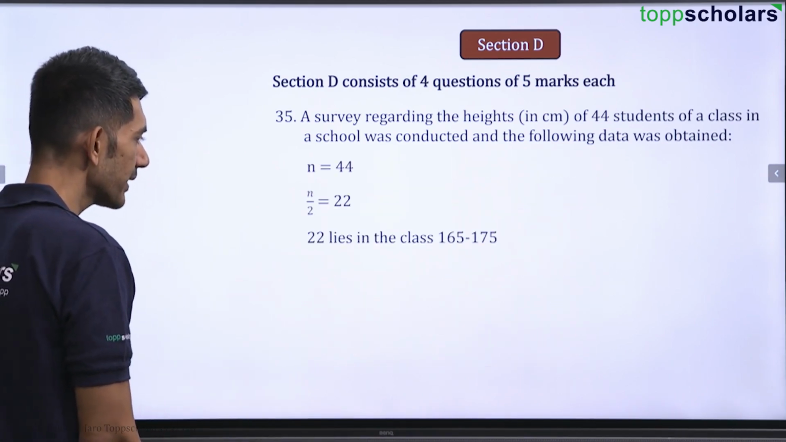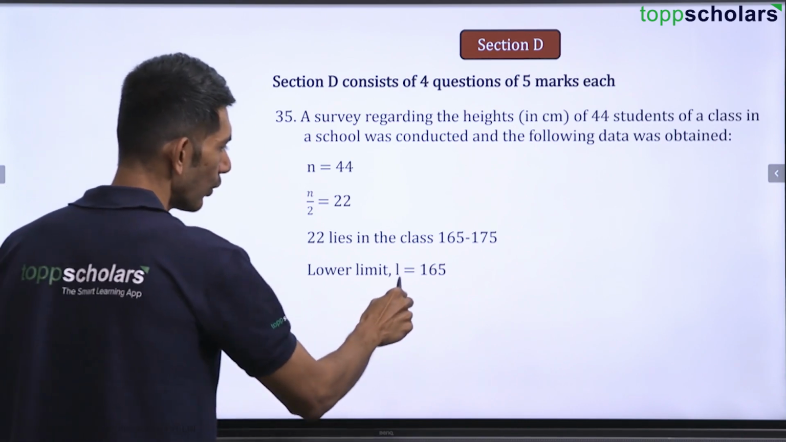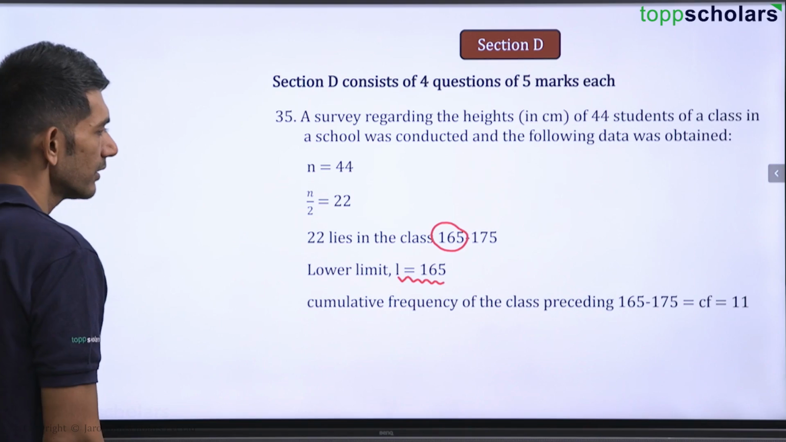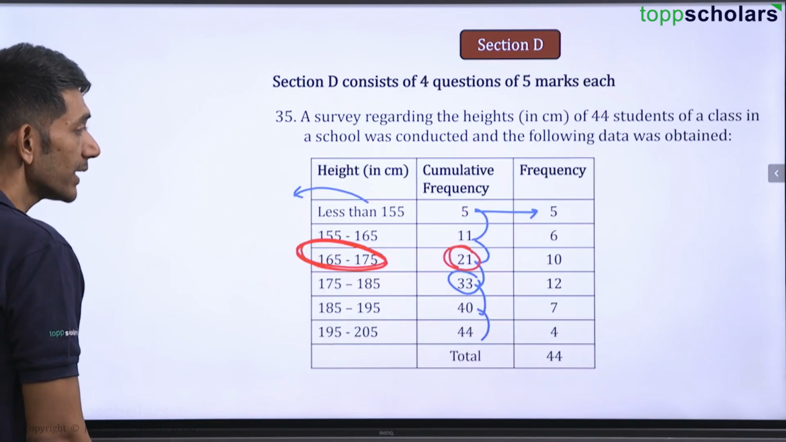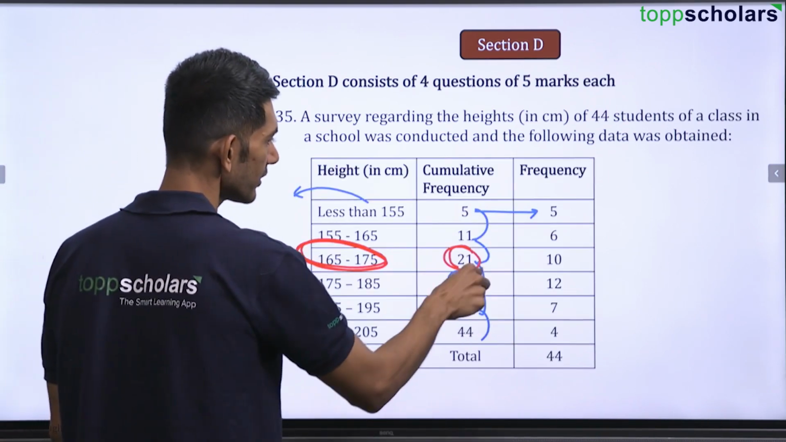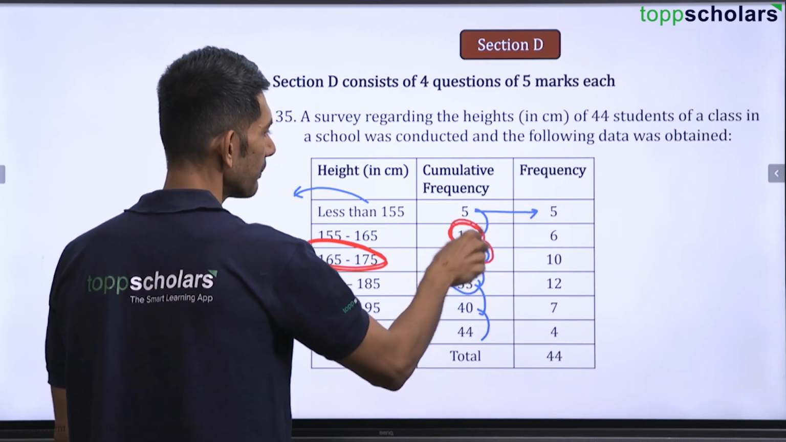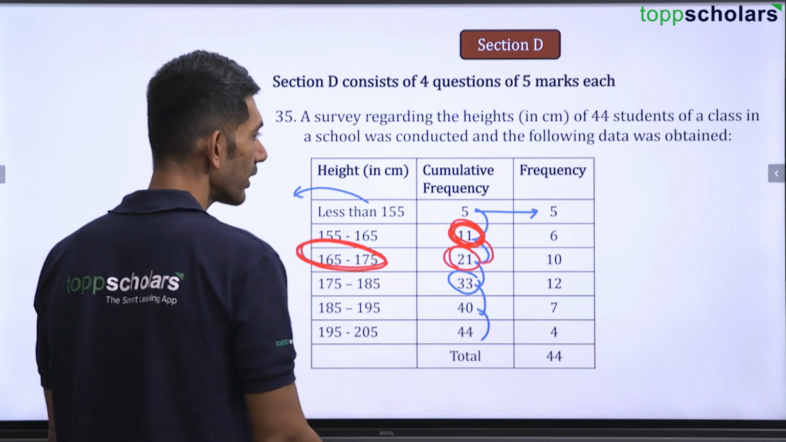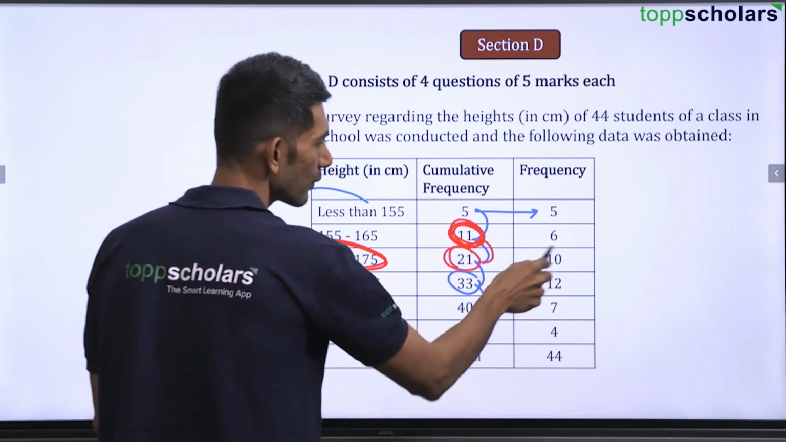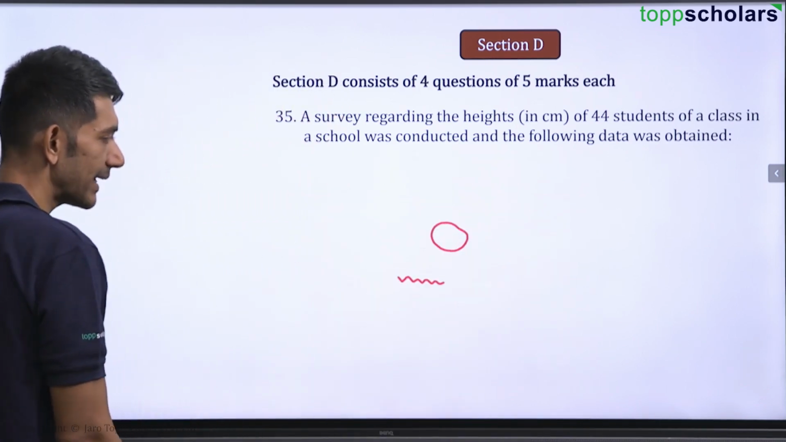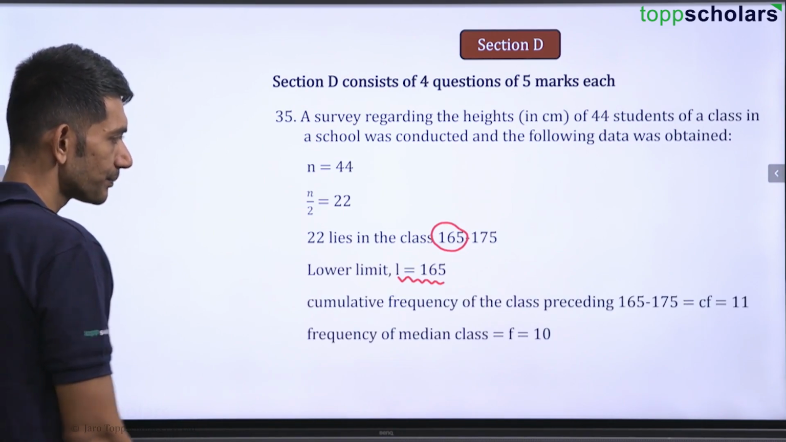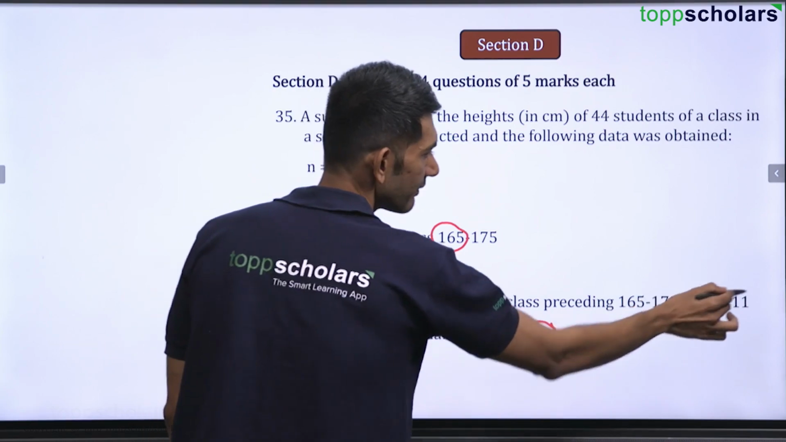And once you get the median class, so lower limit of the median class is how much? 165. So cumulative frequency, you will take the previous one. So what is the previous cumulative frequency? The previous cumulative frequency is 11. Not only that, what is the frequency that you will take? The frequency that you will take is 10. So f will be 10 and CF will be 11.